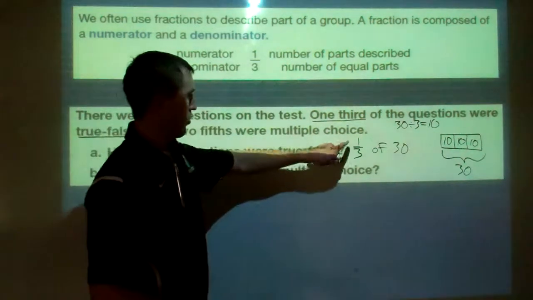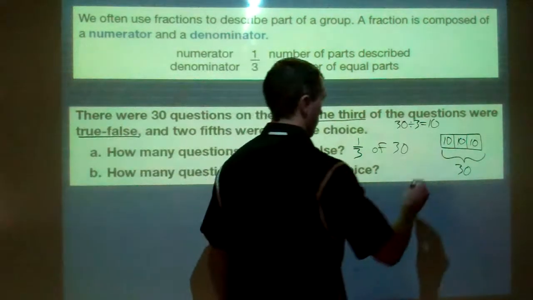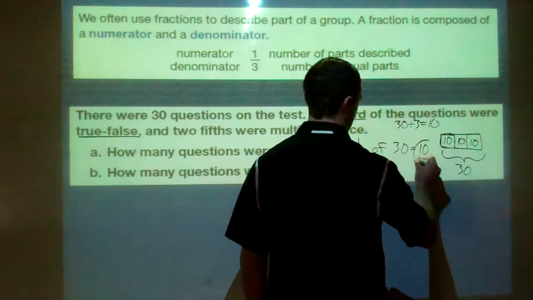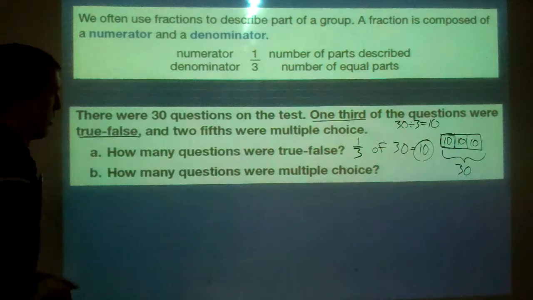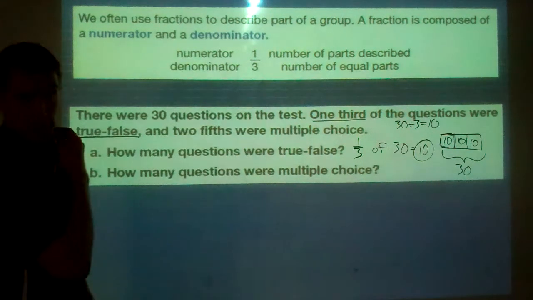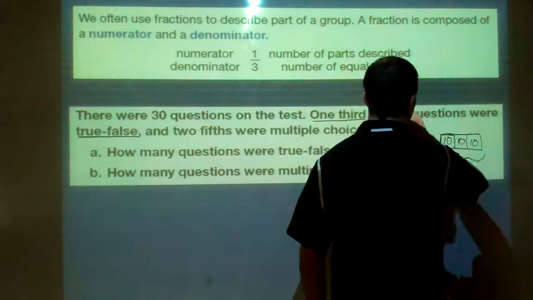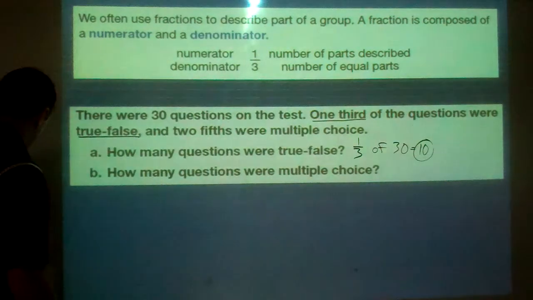And we are talking about 1 out of the 3 boxes. So that's just 1 of them. This is 10. 10 of them were true and false. Okay? Another way that this could have been done. I remember we should be getting 10 still.